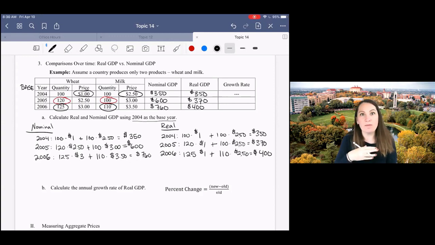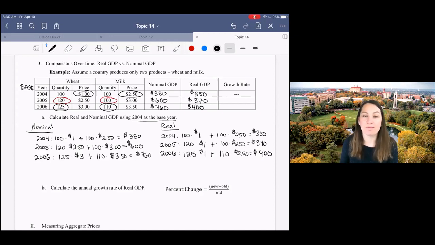So by just holding prices constant and only looking at changes in production over time, now we can understand if the economy is growing or shrinking in terms of how much is being produced. So that's what we're trying to measure when we look at GDP, and the growth rate of GDP, is it growing or shrinking, tells me something very important about what's happening in the economy. I would say that the growth rate of real GDP is probably the most important macroeconomic indicator, because this is how we define recession and expansion.